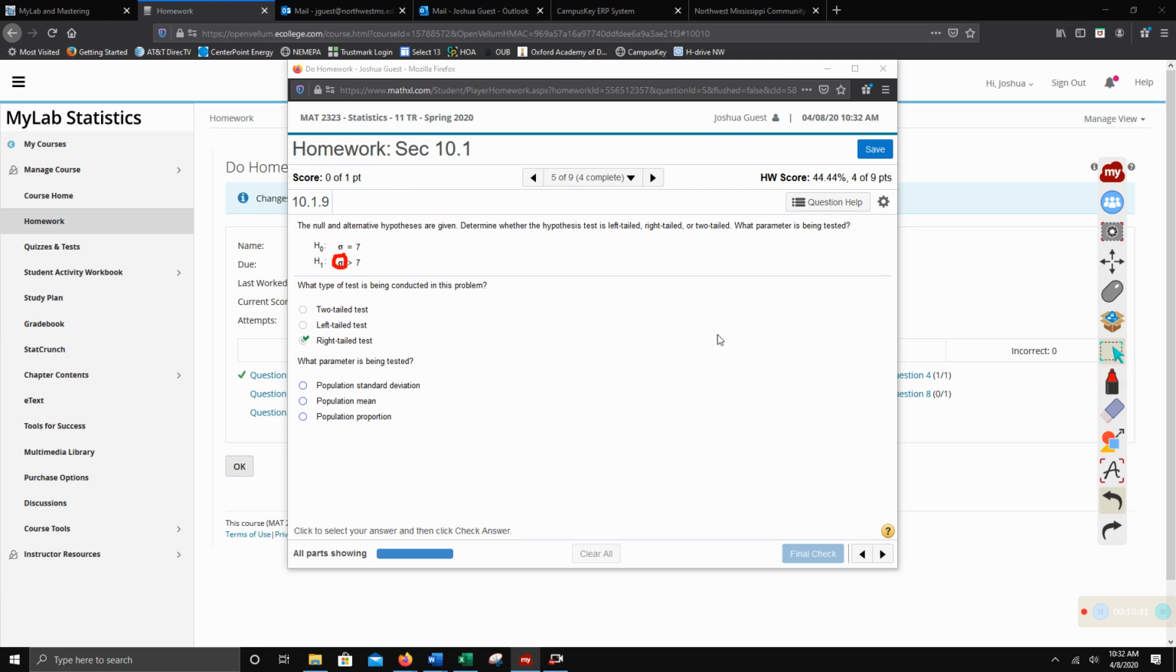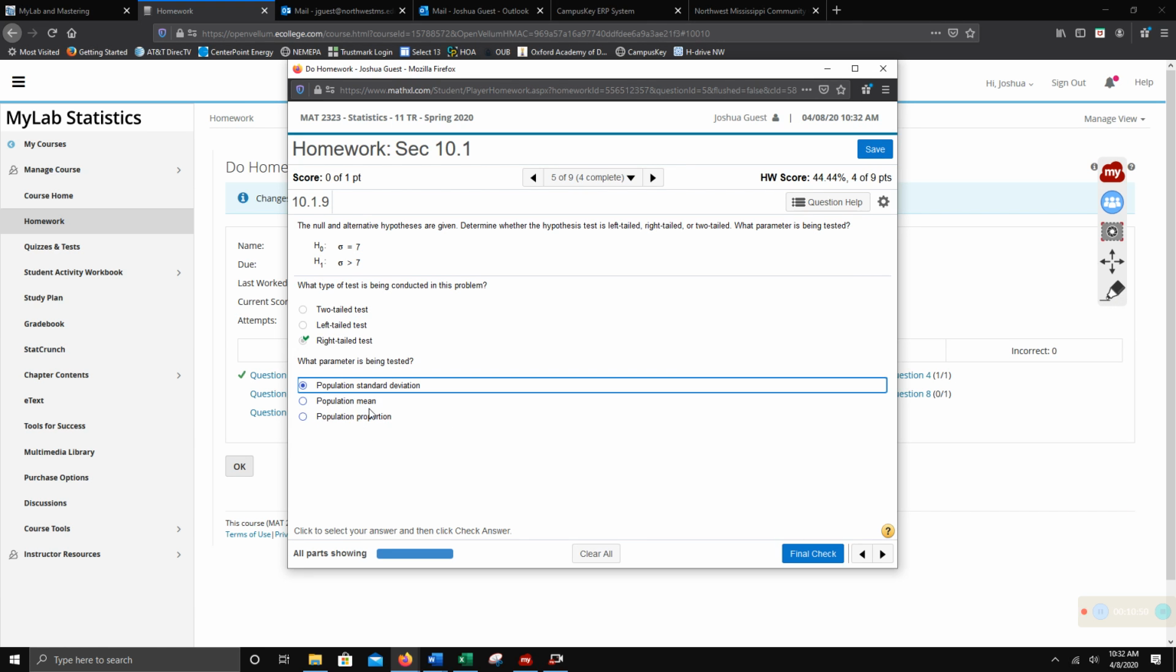Sigma. What does sigma represent? Sigma represents the standard deviation. Okay, so it's either going to be mu for the mean, and then the bottom proportion there, that's going to be the letter P. So if you see the letter P, that means that we are testing the population proportion. If you see mu, it is the mean, and if you see sigma, it is the standard deviation.